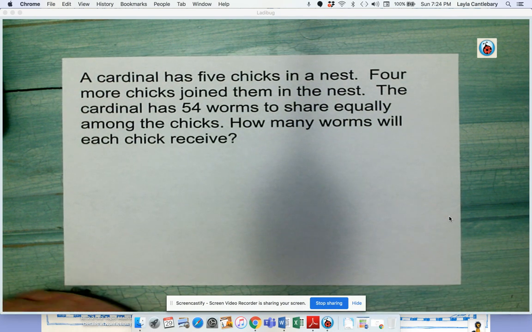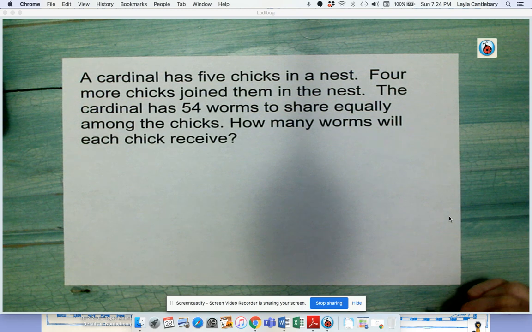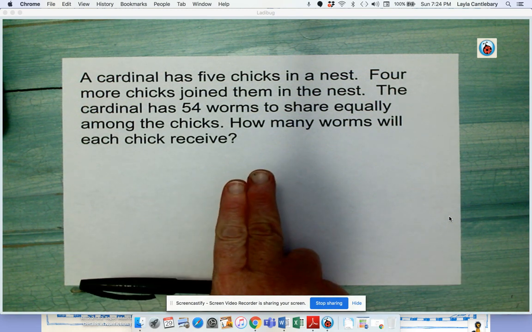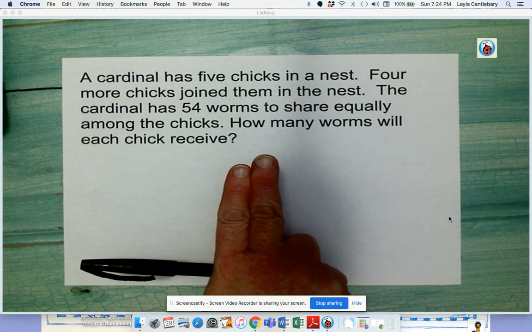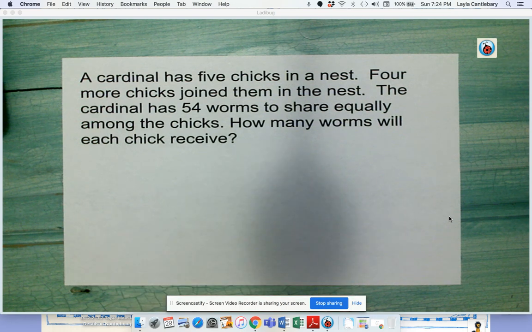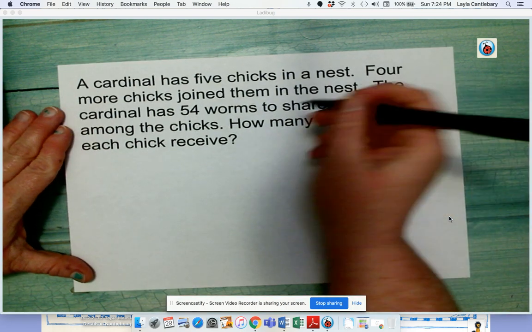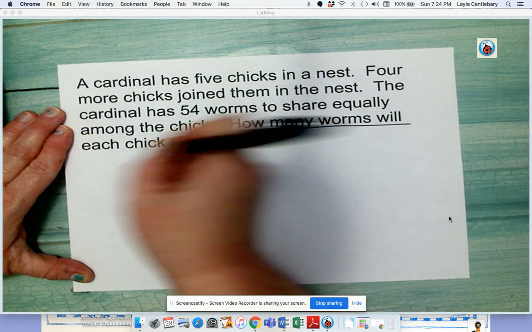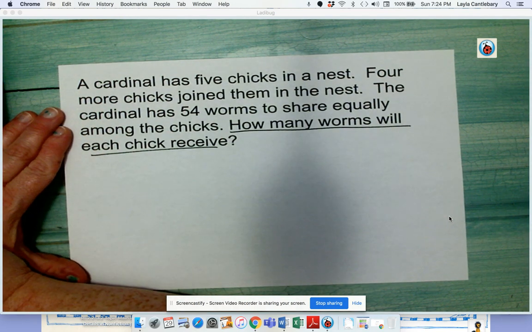A cardinal has 5 chicks in a nest. 4 more chicks join them in the nest. The cardinal has 54 worms to share equally among the chicks. How many worms will each chick receive? Well, this seems very similar to the last one. So first of all, pause and figure out what your ask is. All right, unpause, hopefully. Our important information, obviously, is how many worms will each chick receive.